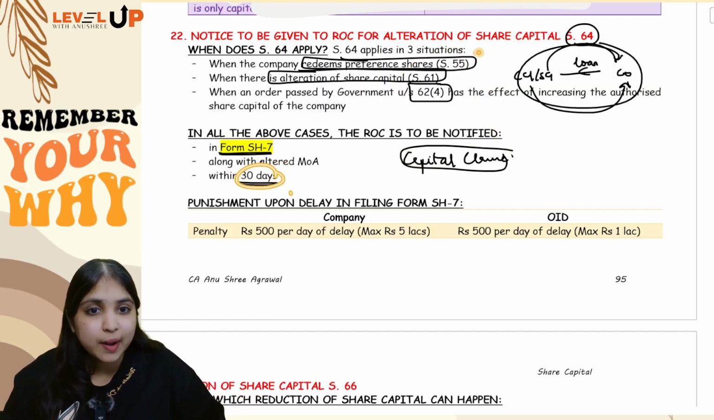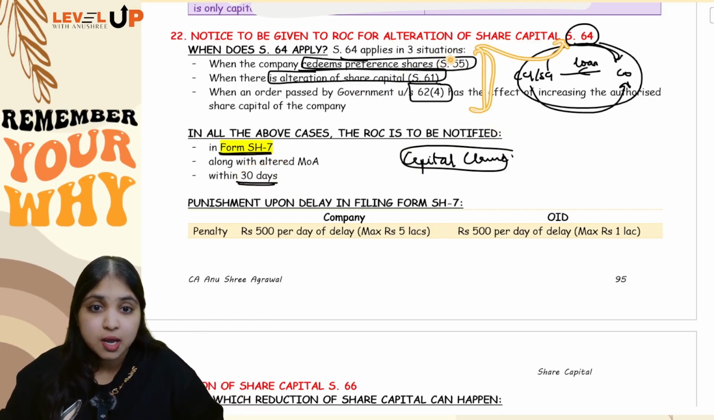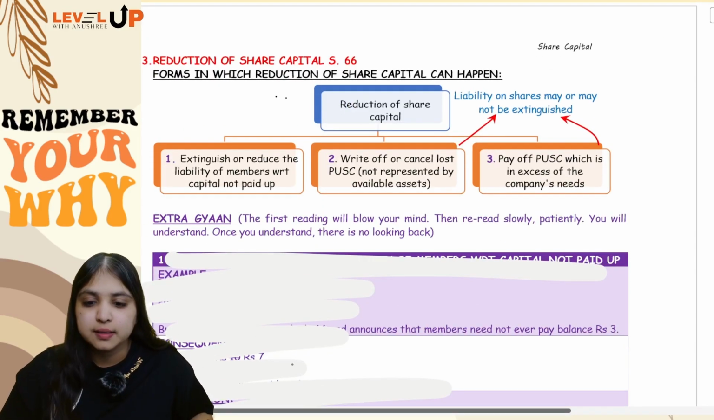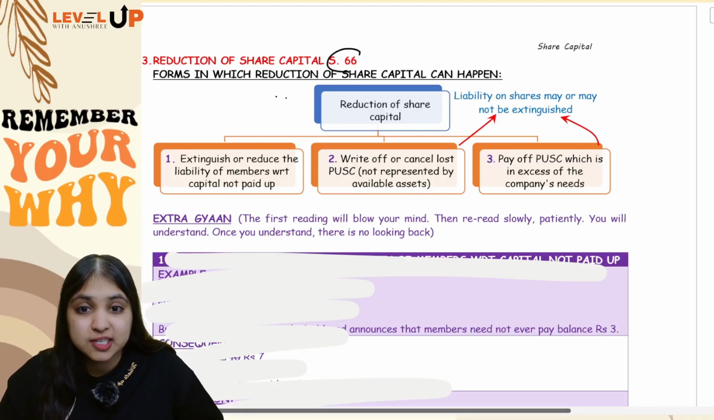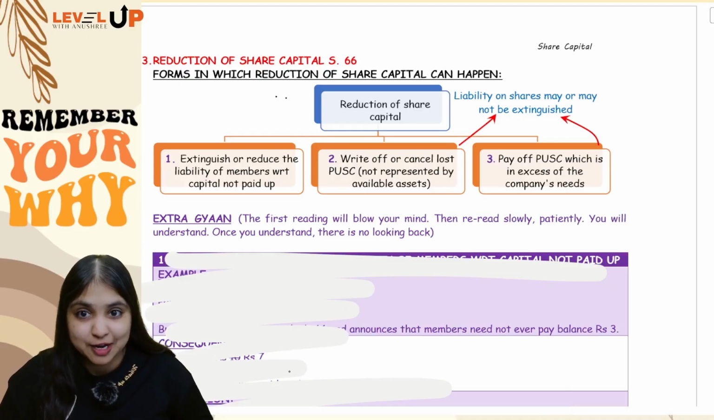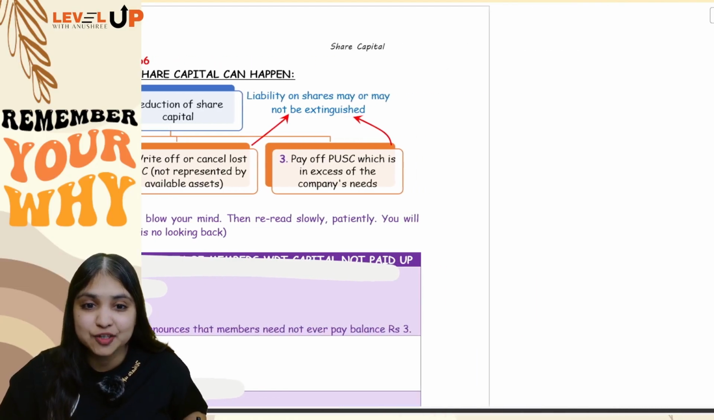You understood the logic why all the three we are talking about in one section? Because in all the three, our capital clause, our MOA, does get affected. Okay. So coming to the next concept now, Section 66, reduction of share capital. Now this is a concept which you will never forget for the rest of your life, but still let me give you a quick revision once again.